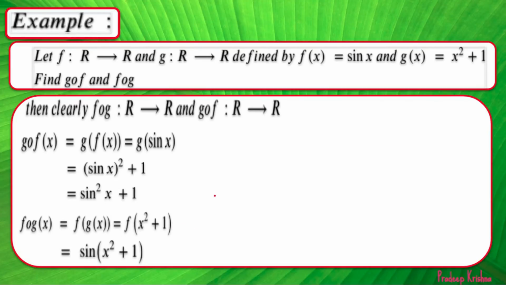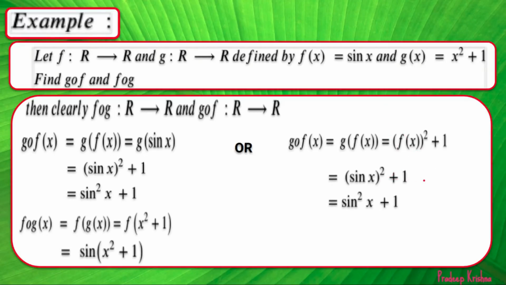So, this composition we can do by an alternative method. See this. G composition f of x equal to G of f of x. What is G of x? It is x square plus 1. Okay. Then what is G of f of x? Which is f of x square plus 1. Okay. And what is f of x? Which is sin x. Then sin x whole square plus 1, which is equal to sin square x plus 1. Both are same. Okay. ഇതുപോലെ f composition G of x ആണെങ്കിൽ നിങ്ങളൊന്ന് ചെയ്തു നോക്കുക. Another example.